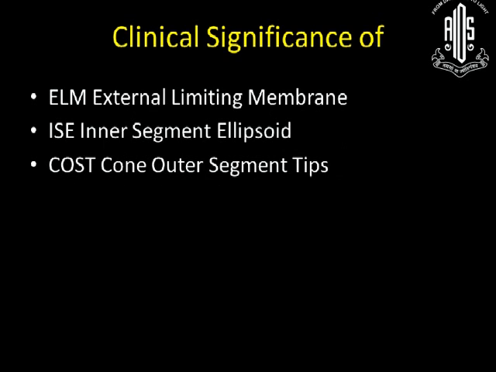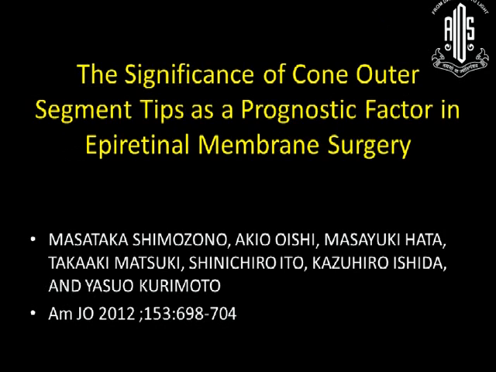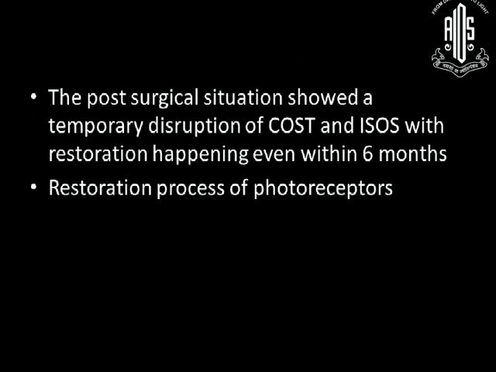We'll think of the clinical significance, and because there are not a lot of studies, I've picked out five studies which characterize why we should be looking at these layers. The first is a study on the importance of the COST tip as a prognostic factor in ERM surgery. These are some of the conclusions of the study: after ERM surgery, there is a temporary disruption of the COST line, if it was not already disrupted, in the first month, and then over six months, the COST line reappears.